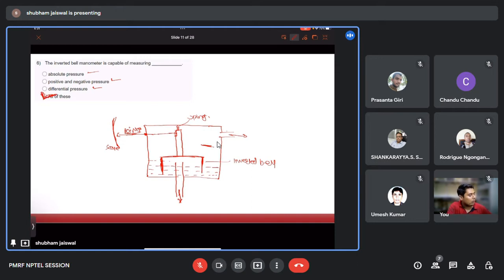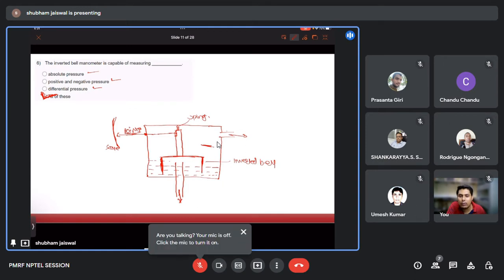At one end we can maintain atmospheric pressure, and from the other side we can measure the absolute pressure. Similarly, we can maintain a negative pressure on the other side, and we can also measure the negative pressure. So depending on the pressure on the reference side, we can measure all these types of pressure, that is absolute pressure, positive and negative pressure, and differential pressure.